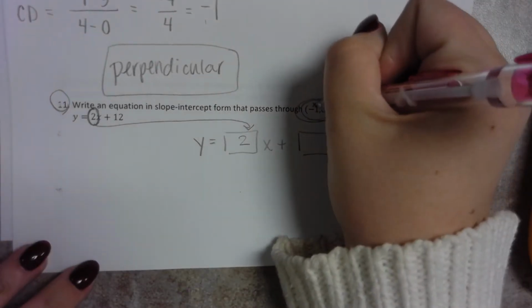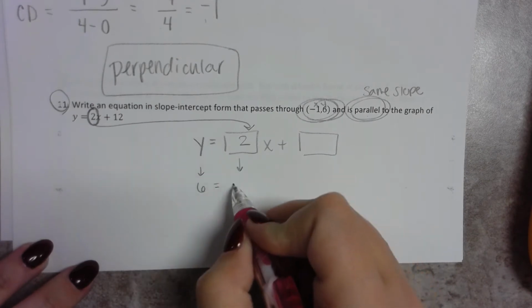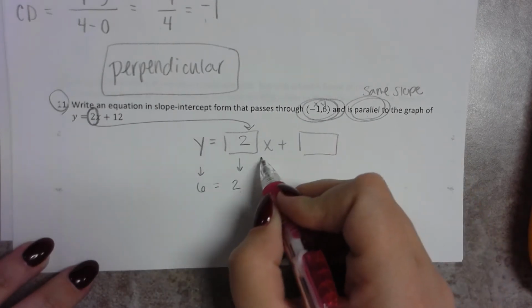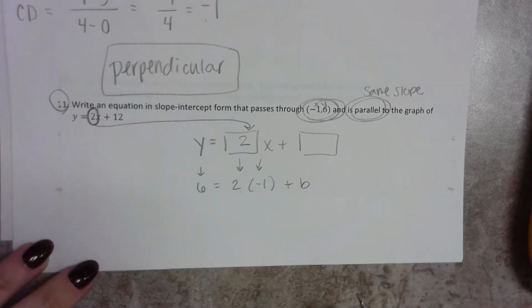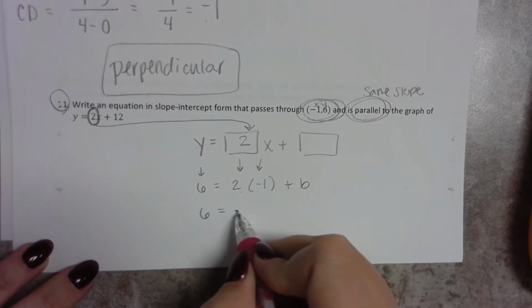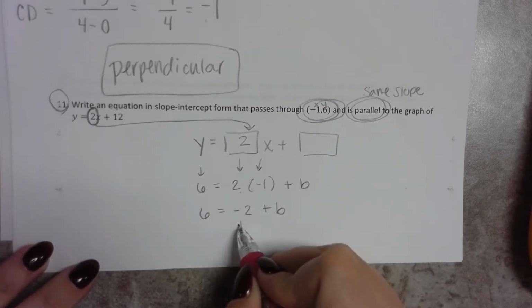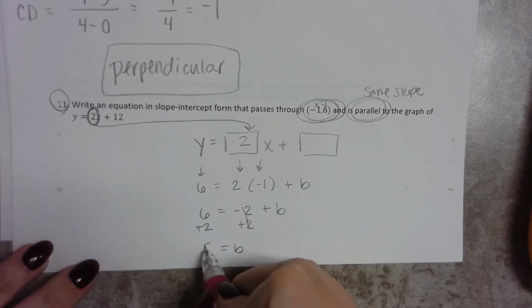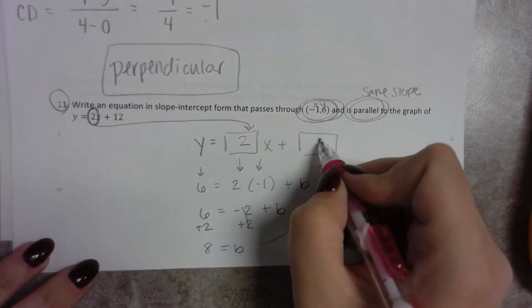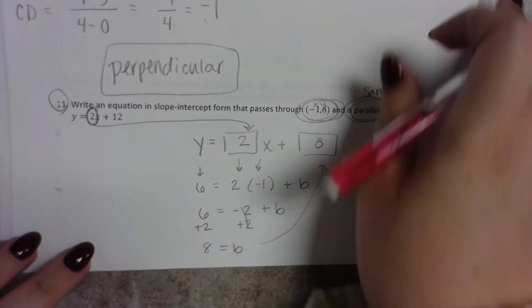Now we're going to plug in our x and our y. So the y is 6, the m is 2, the x is negative 1, and I'm finding b. So we have 6 equals negative 2 plus b. To move the negative 2, we add 2, which gives us b equals 8. Okay, so if they're parallel, they mean the same. So because this is 2, this is a 2.